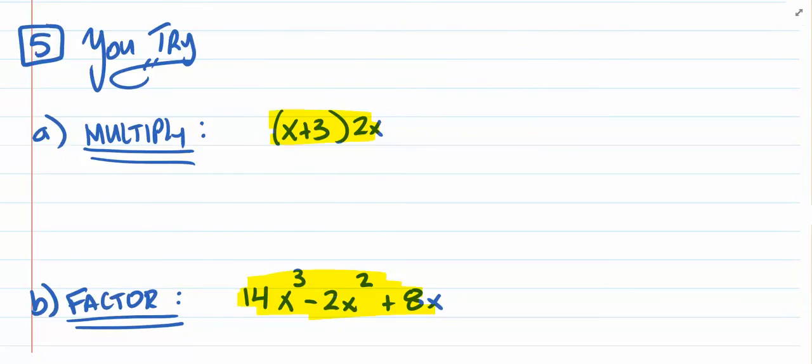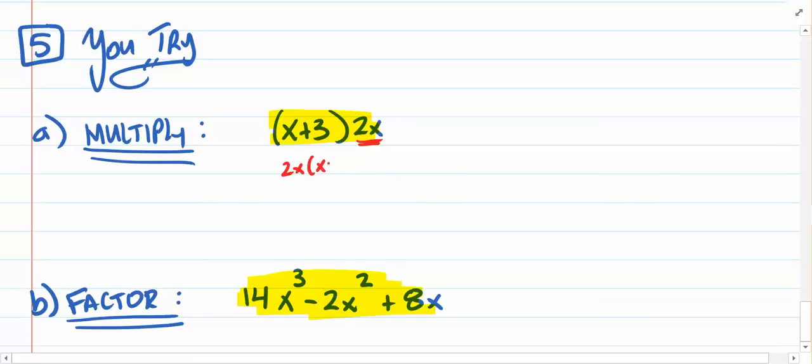Okay, and box number 5 is a you try. Part A wants you to multiply x plus 3 times 2x. And you guys, don't worry that the 2x is on the right-hand side. It doesn't matter. It's the same thing as doing 2x times an x plus 3, in case some of you were wondering. That's why I did this one on purpose for you. And then part B says factor this whole entire thing. So factor the GCF and then get the product left over, okay?